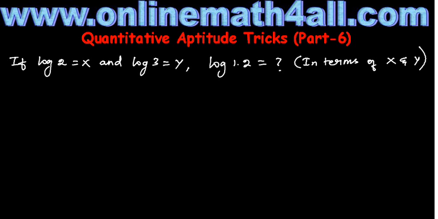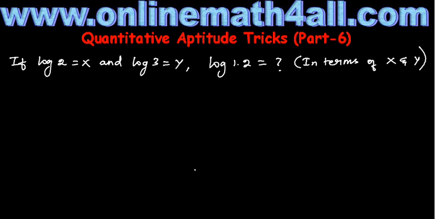When we look into the question, we find two pieces of information. One is log 2 equal to x, and log 3 is equal to y, and we have to find the value of log 1.2 in terms of x and y. Because log 2 is given in terms of x and log 3 is given in terms of y, we'll be able to get the value of log 1.2 in terms of x and y.